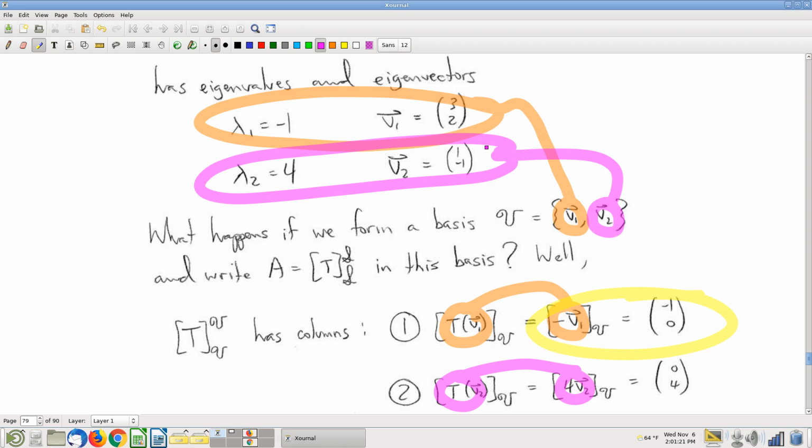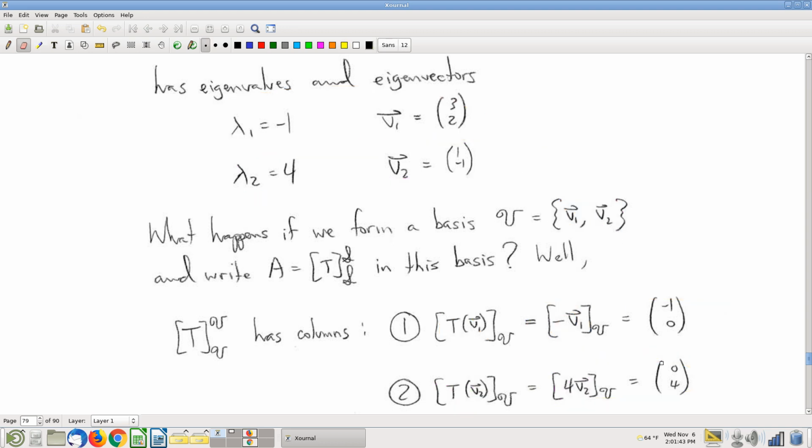Right? And how do I write 4V2 as a linear combination of V1 and V2? Well, 4V2 is 0V1, let's see if V1's in here, right? So 0V1 and then plus 4V2. That's the second coefficient, 4. Okay, so I've gone through the process here of finding the columns.